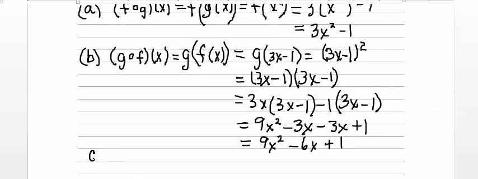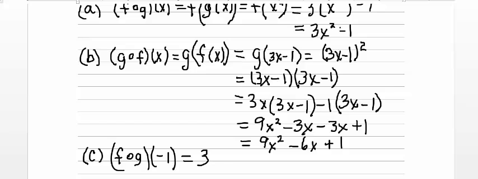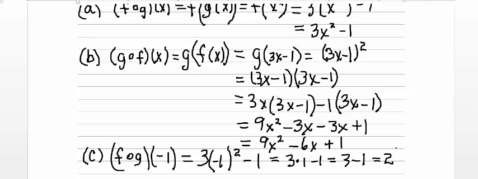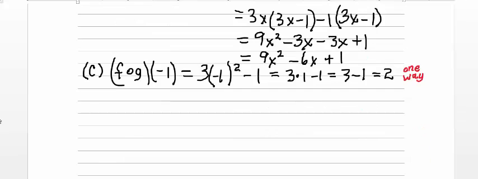All right, let's take a look at C, where I'm finding f of g of minus 1. I can use part A. I already found that f of g of x is 3 square root of x minus 1. So this is 3 times the square root of negative 1... which is 3 minus 1, which is 2. So that's one way I could do this.